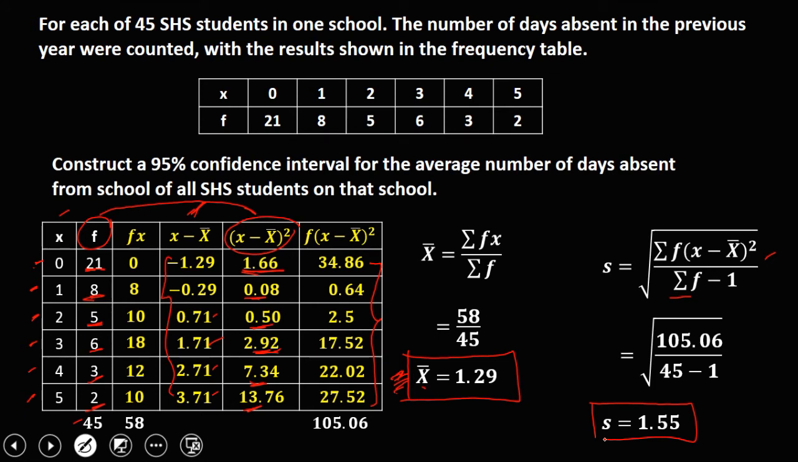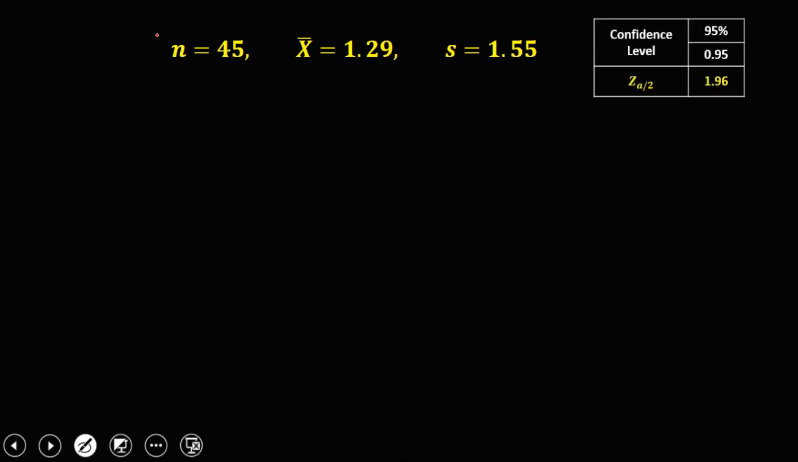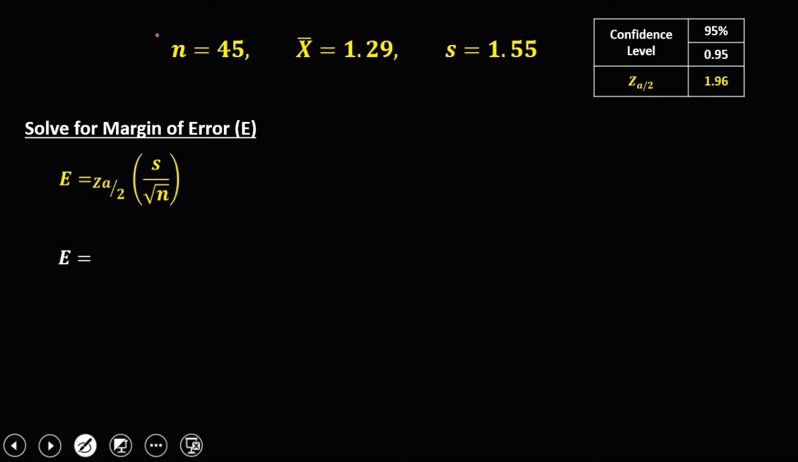To solve now for the confidence interval, these are the values. For sample size, that's 45. For the mean, that's 1.29. And for standard deviation, that's 1.55. So solve now for the margin of error. Since the confidence level is 95%, the confidence coefficient is 1.96. So 1.96 times this 1.55 over the square root of 45.